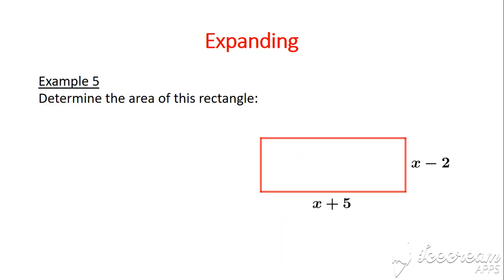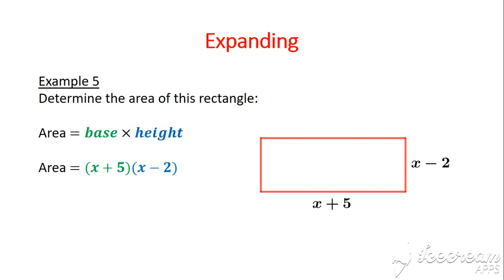Right, our final example in this video is this example. Determine the area of this rectangle. A very common exam question. They love to do questions on rectangles. We know the area is base times height. So the base is x plus 5, and we're timesing it by the height, which is x minus 2, and we just see it's just a quadratic. So let's expand it out and simplify it to get an area of x squared plus 3x take away 10.